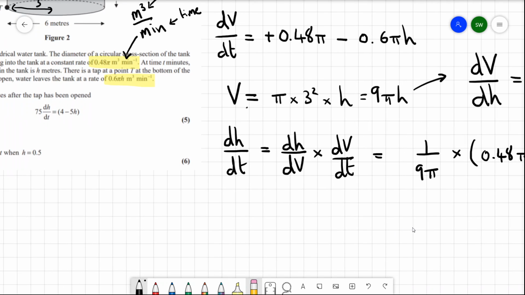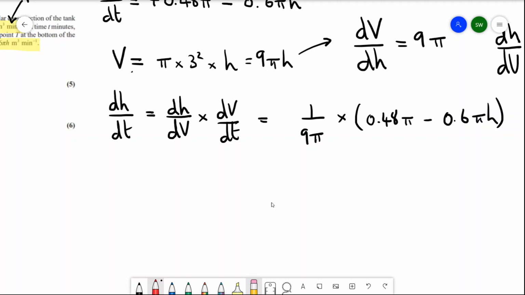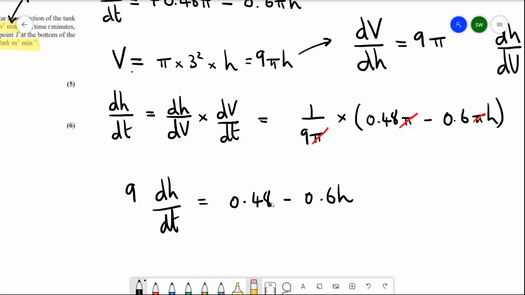And now all we've got to do is try and get it in the form that the question wanted us. So the first thing to realise is we can cancel these pi's if we multiply this bracket by 1 over pi. And then I'm going to times through by 9. So we're going to have 9 dh by dt equals 0.48 minus 0.6h.